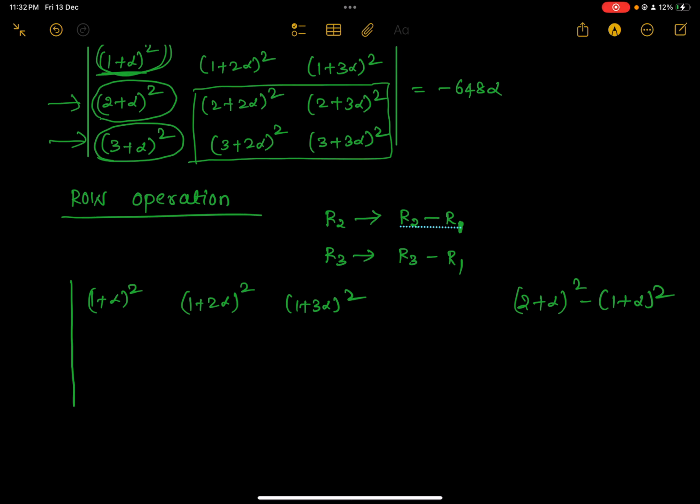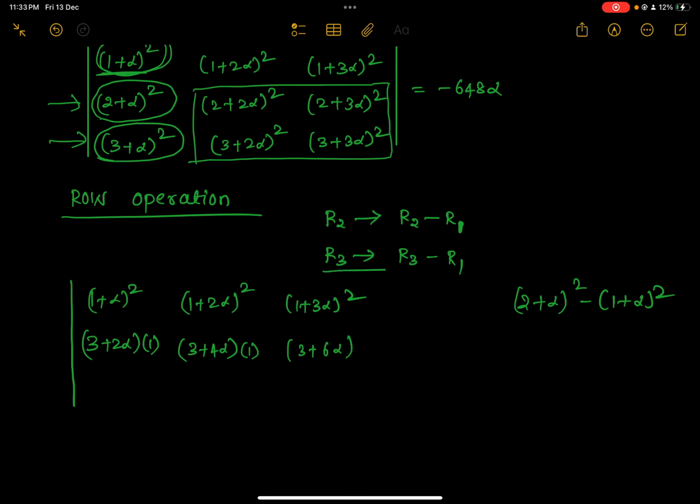This is in the form of a square minus b square, so you can just directly apply the formula. A plus b, that will be 3 plus 2 alpha, into a minus b, that will be 1. Similarly here, a plus b will be 3 plus 4 alpha, and a minus b is 1. Similarly here, 3 plus 6 alpha.